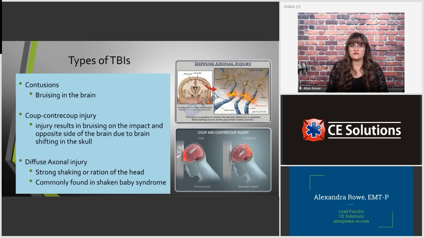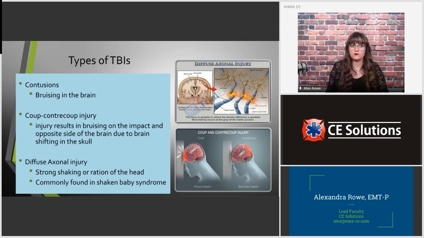Here are some examples of different types of TBIs, or traumatic brain injuries. Contusion. So this is bruising in the brain. Usually this happens with kids who play contact sports, such as football. They're definitely more at risk for contusions, for sure.